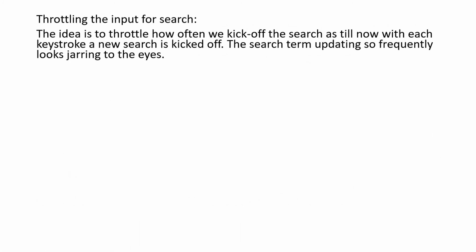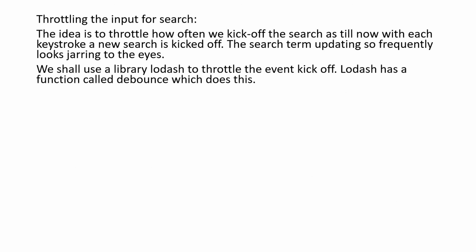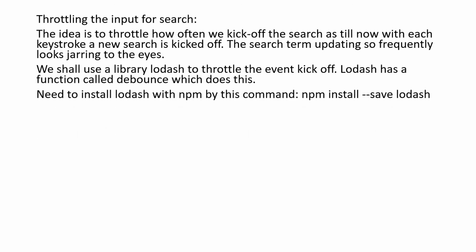Now, throttling the input for search. Finally we are coming to the end of the discussion with an idea of how the input can be throttled. The idea is to throttle how often we kick off the search, as right now with each keystroke a new search is kicked off. The search term updating so frequently looks jarring to the eyes. We shall use the library lodash to throttle the event kickoff. Lodash has a function called debounce which does this.